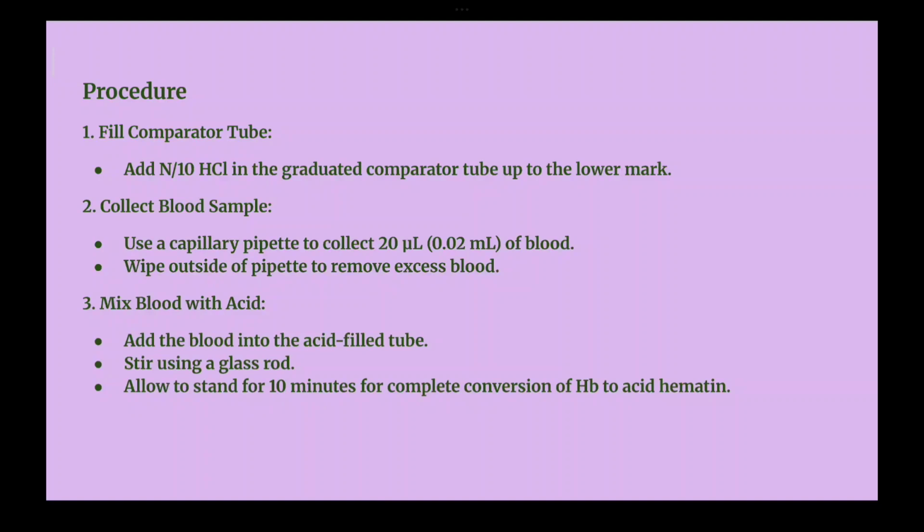Now mix the blood and acid in the acid-filled tube, stir using the glass rod, then allow it to stand for 10 minutes after the stirring is done so that the Hb gets converted to acid hematin.